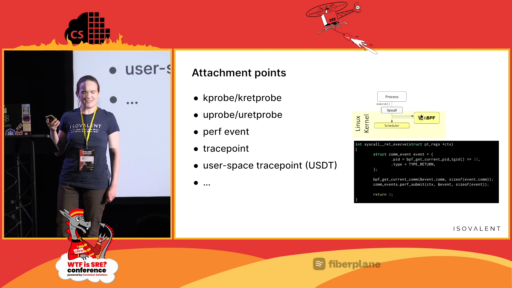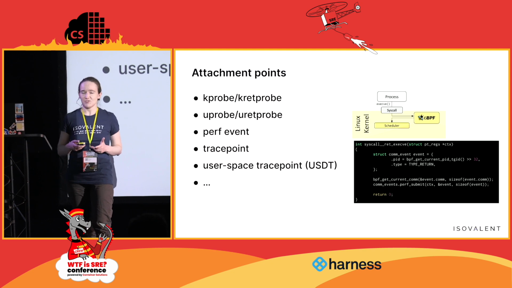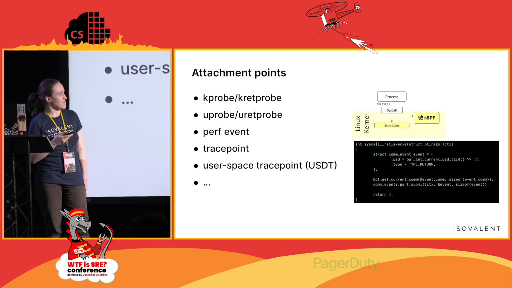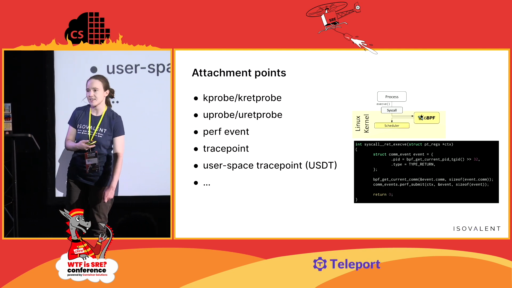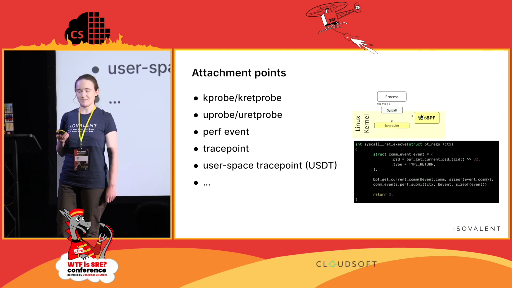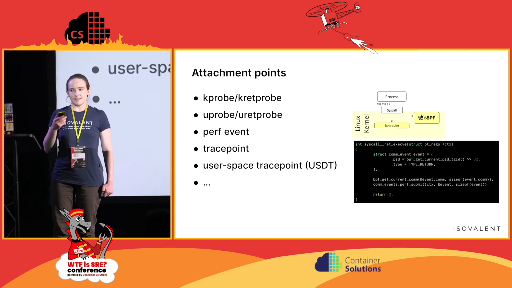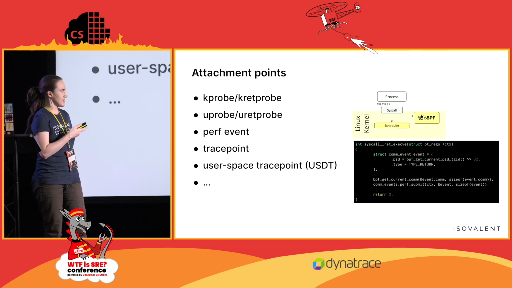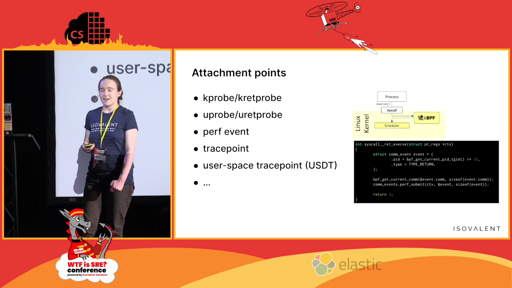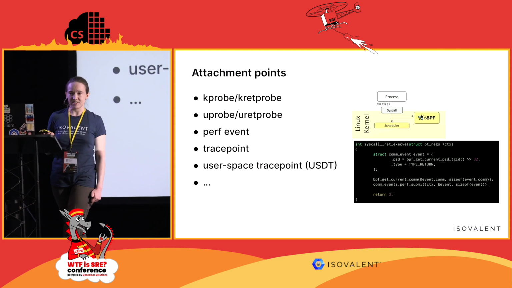eBPF is commonly thought of as something that allows you to attach to syscalls. This is one use case that you can see on this example program here on the slide, but that's just one pretty simple example of what can be done. eBPF allows us to attach to many different points. And eBPF code is written in C. As you can see here, it's a pretty simple example program written in C. These days, I think it can also be written in Rust, but usually it's C.